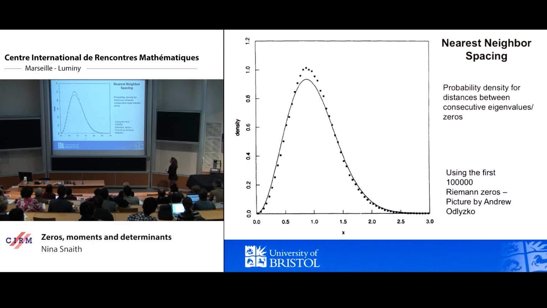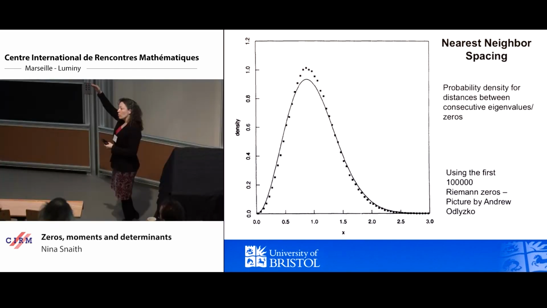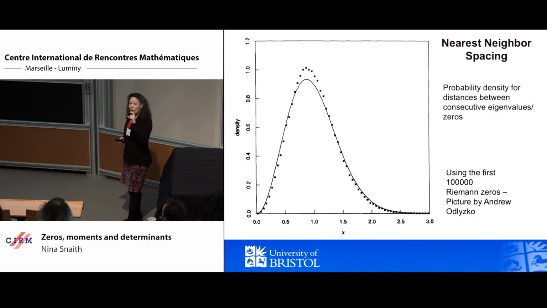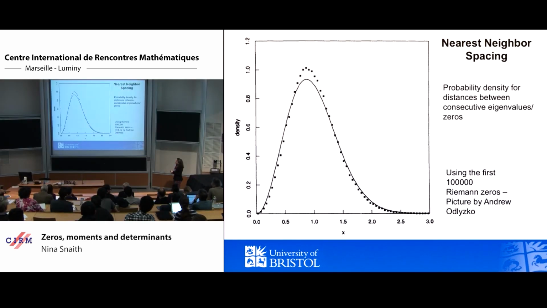So here's a picture of the nearest neighbor spacing. The dots are the data from the Riemann zeta function. This is if you take the first 100,000 zeros above the point one half, you just collect the heights of the first 100,000 Riemann zeros, and then you calculate the nearest neighbor spacing. That is, you take spacings between consecutive scaled Riemann zeros and plot a histogram of those, and then you get the dots. And the solid curve is the nearest neighbor spacing for large unitary matrices, so the spacing of the eigenvalues for large unitary matrices.